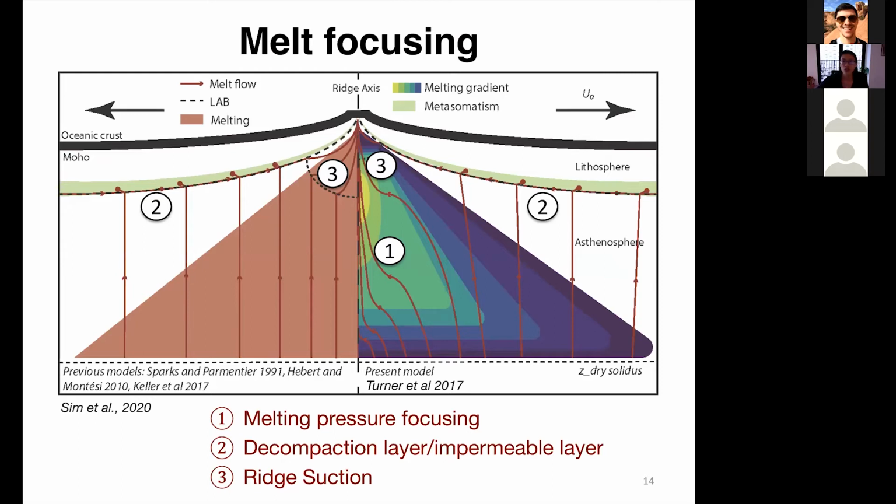So just to give you a rough idea of where I'm heading towards, by the end of the talk, I will conclude that on top of the two melt focusing mechanisms that I just highlighted, we also recognize in our model another melt focusing mechanism, which we'll call melting pressure focusing. In this illustration, these are the previous models on the left that illustrate the decompaction layers and also the rich suction. And on the right is highlighting that third mechanism, melting pressure focusing.